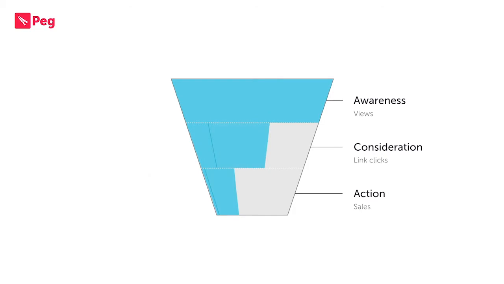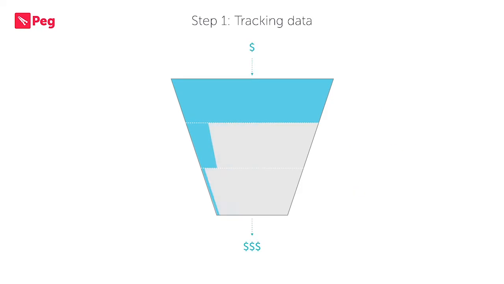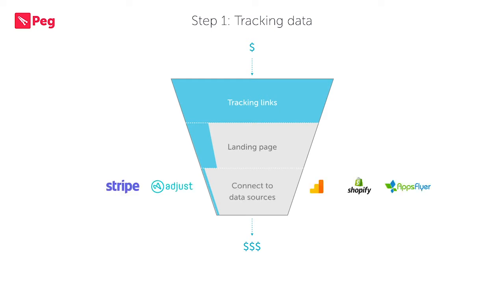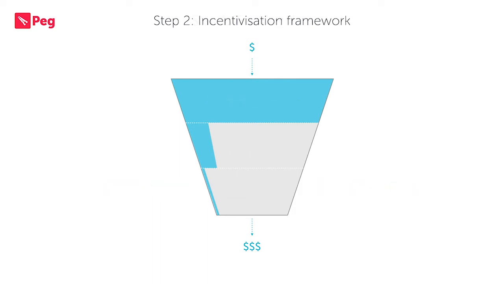So step 1 was about being able to track data. So we started by building tracking links that would then drive someone through to a landing page and then would connect to multiple other data sources that you already use, like Shopify, AppsFlyer, Google Analytics, etc. This way, you could be sure that for every dollar spent on an influencer, you know how many dollars you're getting back.